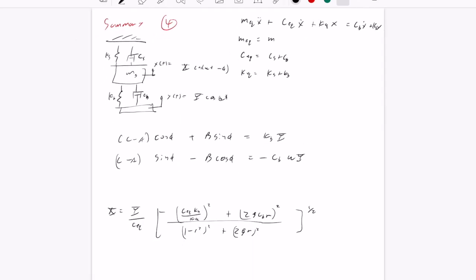Okay, so now we have these really nice generics. Let's go and compare. I'll make one more summary slide summarizing all 4 of them. So, summary of 1 through 3. System 1 was this one, damper on top, y, k, x, m.